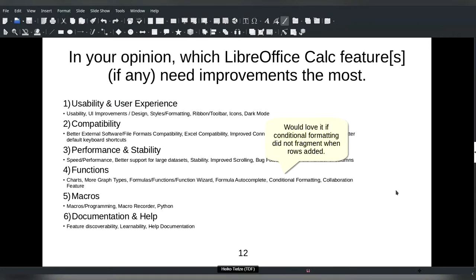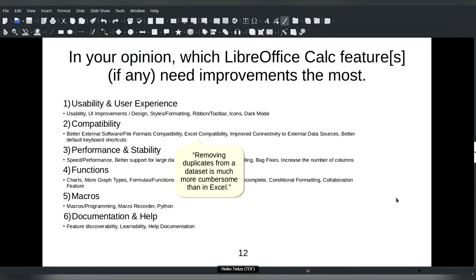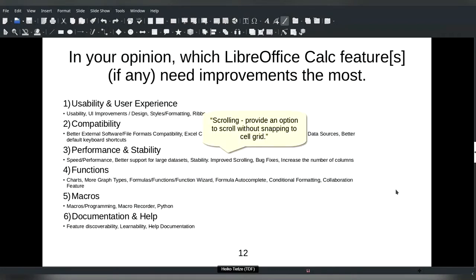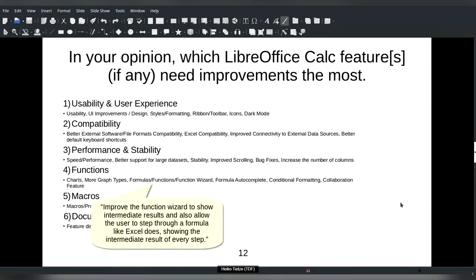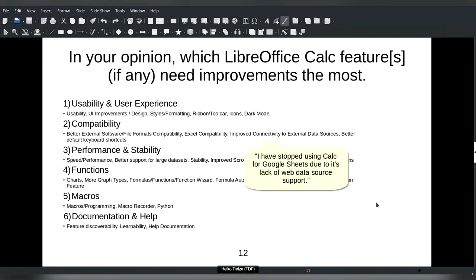Conditional formatting should not fragment when rows are added. And removing duplicates from a data set is much more cumbersome than in Excel. Scrolling, provide an option to. So improved function wizard. Going a little bit faster, it's perhaps better when I speak.